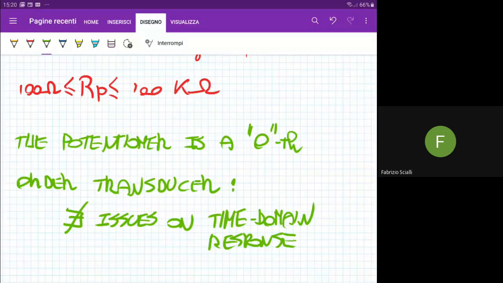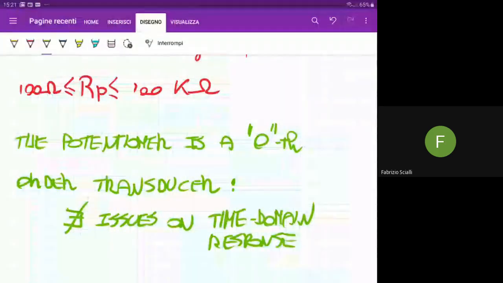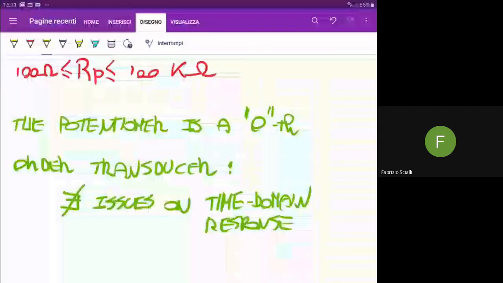Of course, that depends on the characteristic frequency of my motion compared to the inertia of my potentiometer. But for what I'm concerned about, low frequency in general for basic applications up to 1000 hertz, this transducer could be considered as a zero order transducer. Okay, no delays.